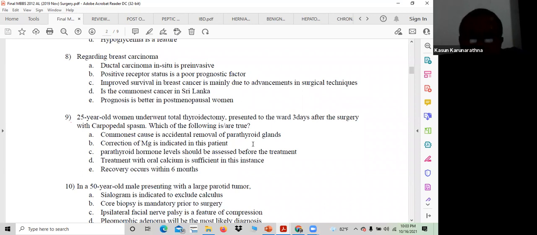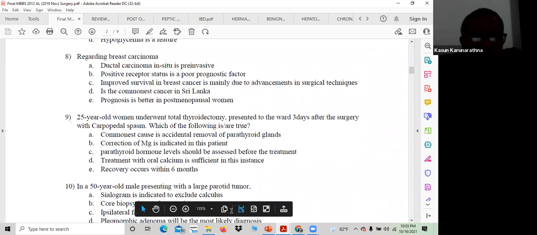If you all have any answers to this, 8E, what is your answer? What are your answers? Prognosis better in postmenopausal women. You can take it both ways. What are your answers?